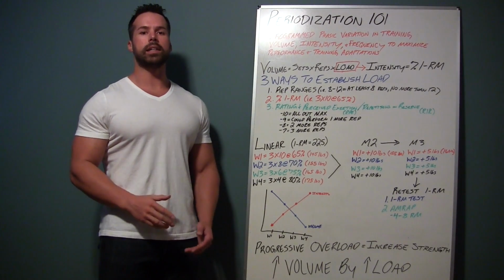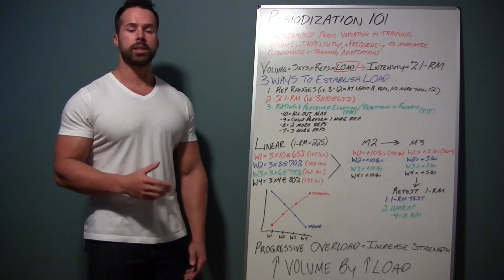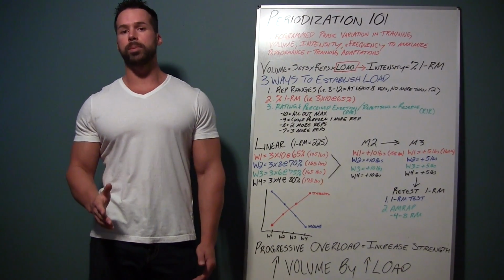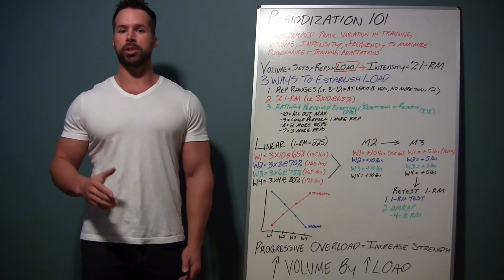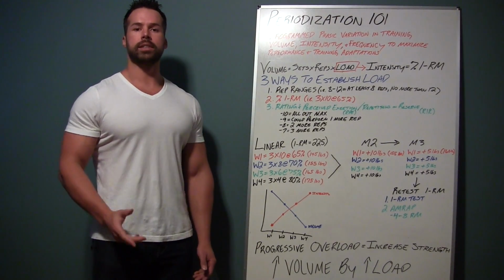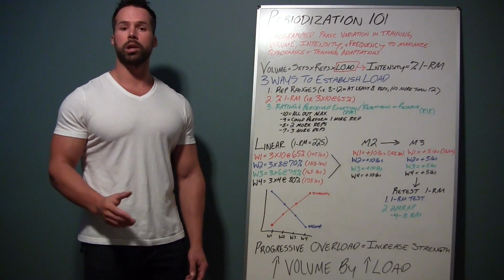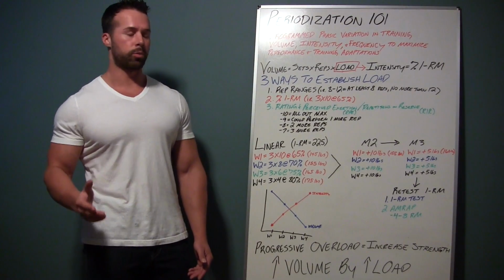The second way is as an actual percentage of your 1 repetition max. For example, you could say, I'm going to do 3 sets of 10 reps at 65% of my 1 repetition max. If your 1 repetition max is 225, 65% would be about 145 pounds, so you would use 145 pounds for your 3 sets of 10 reps.